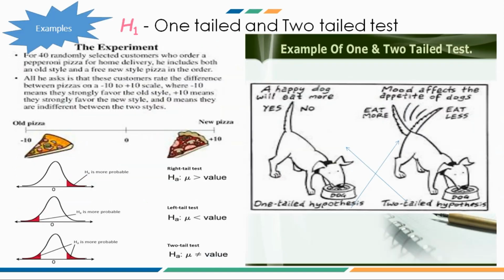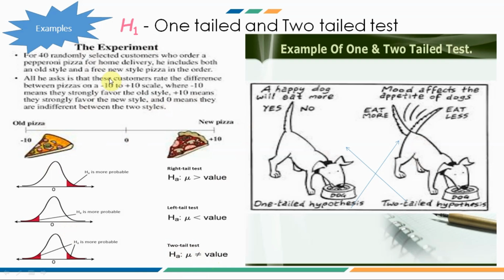One tail and two tail test. This is under the alternative hypothesis. It has two types, one tail and two tail. See from this diagram, whenever mu is greater than the particular hypothetical value or mu is less than the hypothetical value, we follow only one tail. This is called the right tail test, and this is called the left tail test. Suppose we do not know anything, like mu is not equal to the hypothetical value, then we need to follow only the two tail test. These are some examples for one tail and two tail.